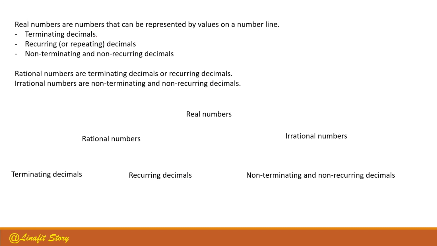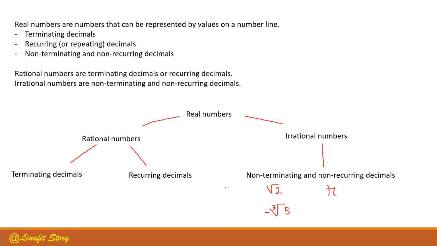Real numbers are numbers that can be represented by values on the number line. It consists of terminating decimals, recurring or repeating decimals, non-terminating and non-recurring decimals. Rational numbers are terminating decimals or recurring decimals. And irrational numbers are non-terminating and non-recurring decimals. So examples of non-terminating and non-recurring decimals are square root of 2 and the cube root of negative 5 and 5.